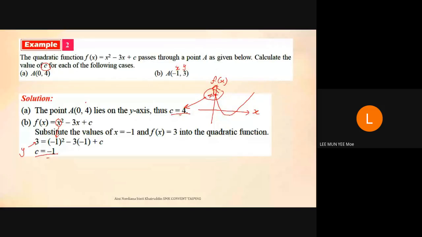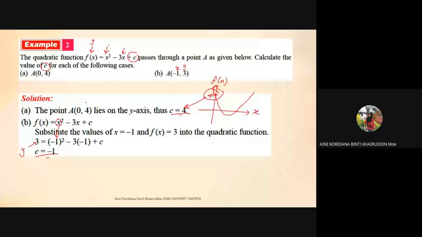Okay, teacher. For B, given the point A here, (-1, 3). For the value of C, you have to use the value of X and f(x). f(x) is actually the value of Y. So here Y is 3 and X is negative 1. Then you substitute the values, and you will get C. Okay?